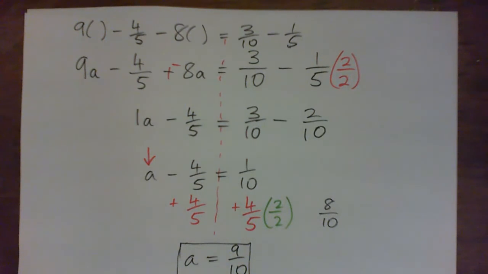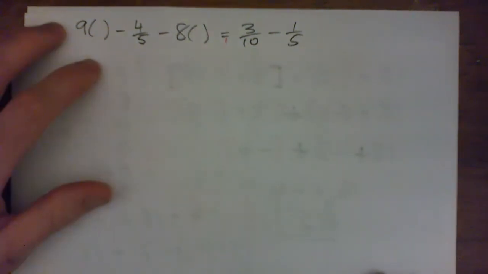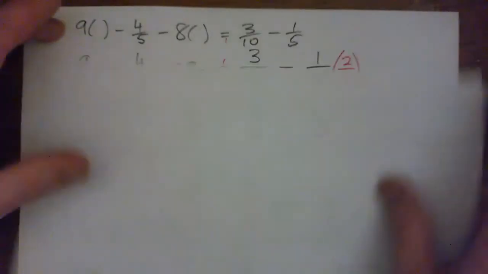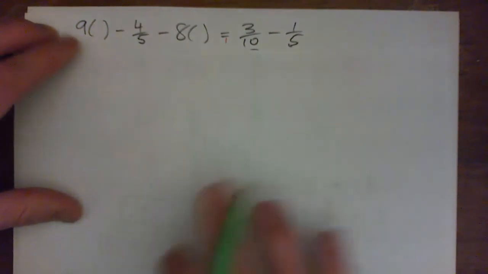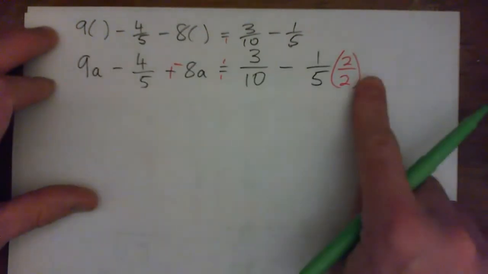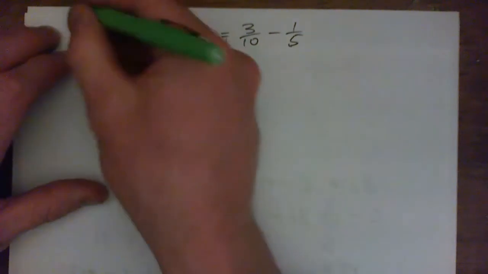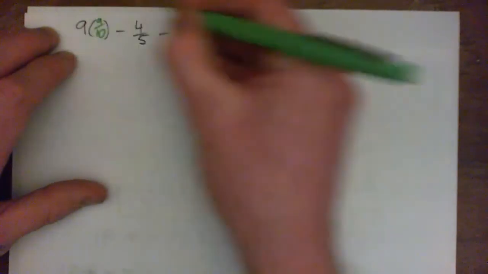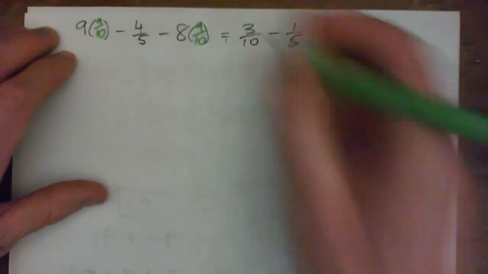And so we can actually plug that in at the beginning and check, right? It's not that bad. You don't have to do this for every homework question, but if you could do this type of thing on the tests, that would be great because then you can check your answer. The original equation was this, and we thought that the answer is 9/10 for a. So this should all work out.